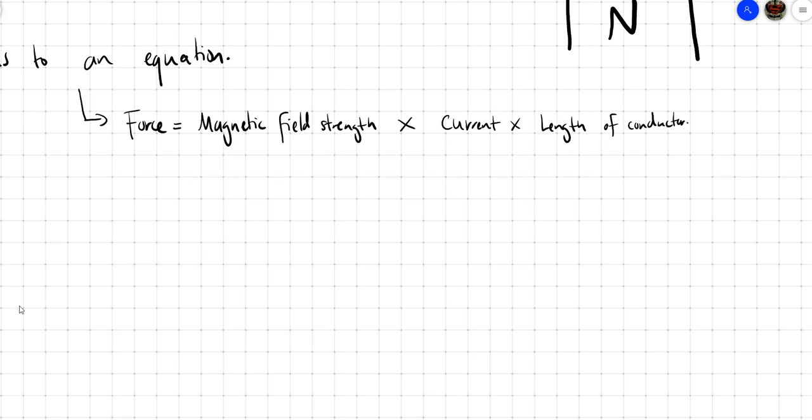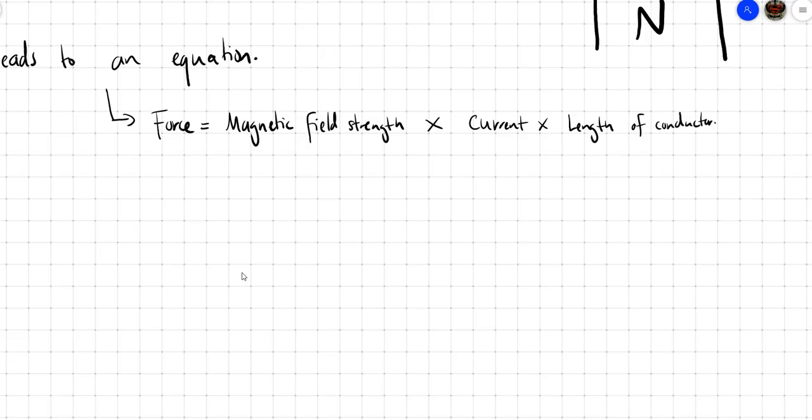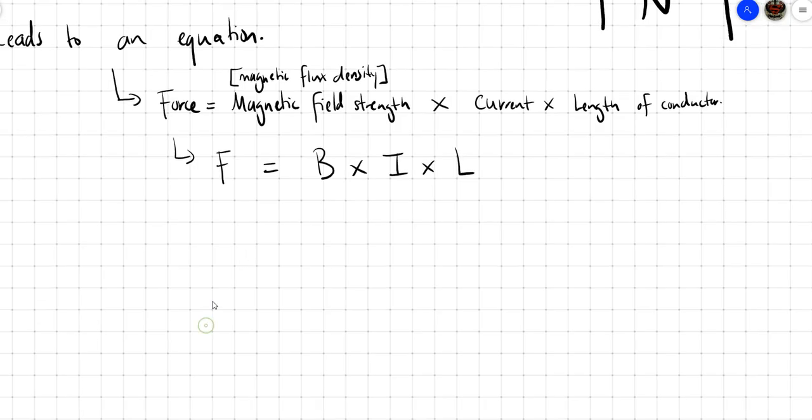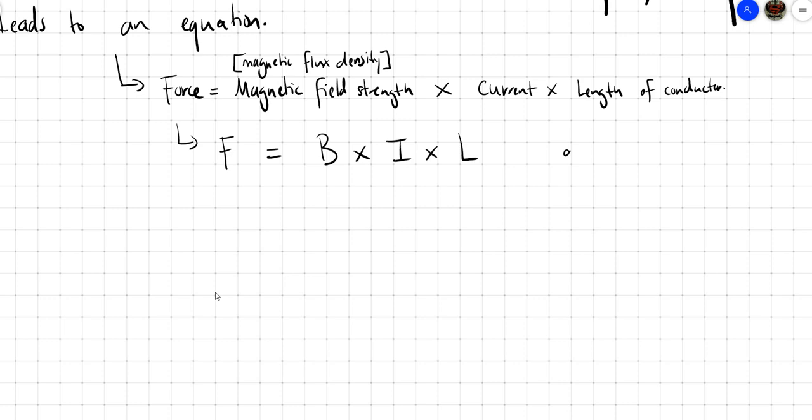Okay. Now this one here, they can also call it magnetic flux density. So how dense is the magnetic field? So they can call it like this. So therefore we can have the simple form now. We can have F equal to magnetic field B multiplied by I multiplied by L. Okay. So this equation here is given, you just need to know how to use it.